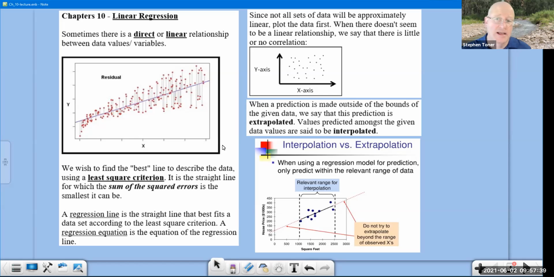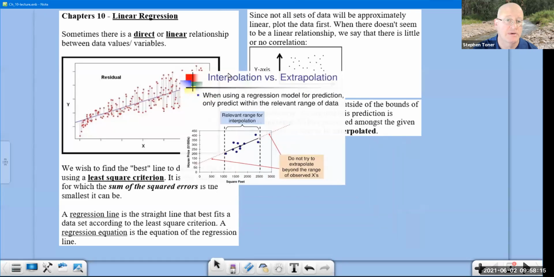Not all data sets will be approximately linear, so what we do is we always plot the data first. When there doesn't seem to be a linear relationship, as we see in this picture here, we say there's little or no correlation. When a prediction is being made outside the bounds of the given data, we say the prediction is extrapolated. We use a process called extrapolation. And values that are predicted among the given values are said to be interpolated.